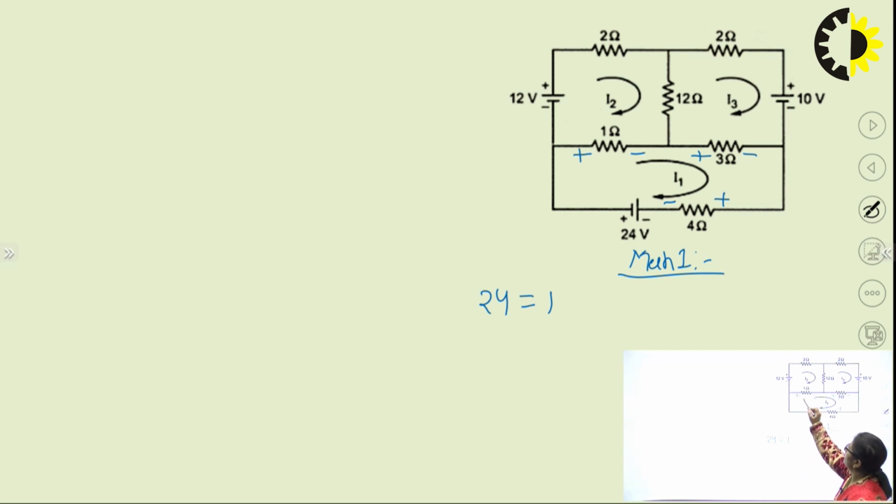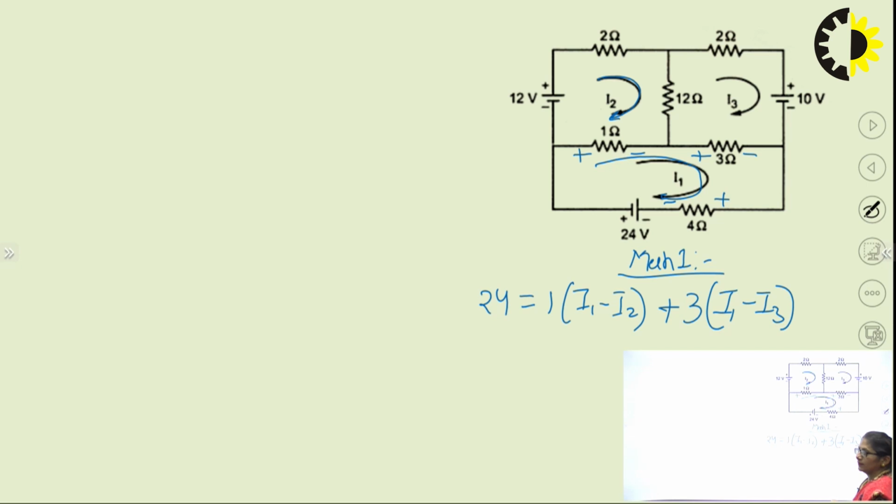So let's see, I1 is flowing in clockwise direction, right? I2 is also flowing in clockwise, but in 1 ohm, one is moving towards right and the other one is moving towards left. That means in 1 ohm, it has to be the difference of the two. I am considering I1 to be greater, so it is 1 into I1 minus I2. Similarly, the other one, plus 3. What is the current in 3? Once again, I1 is greater, I1 minus I3. Plus 4. What is the current in 4? It is only I1. So, it is 4 I1.